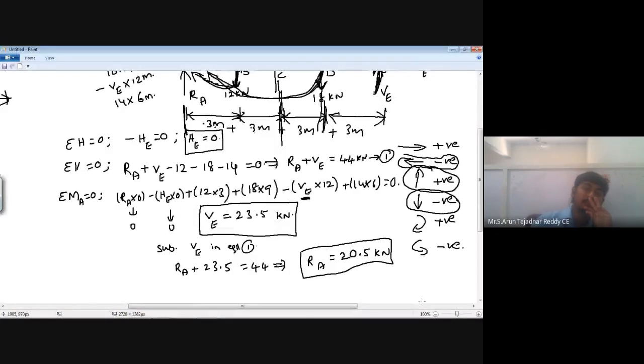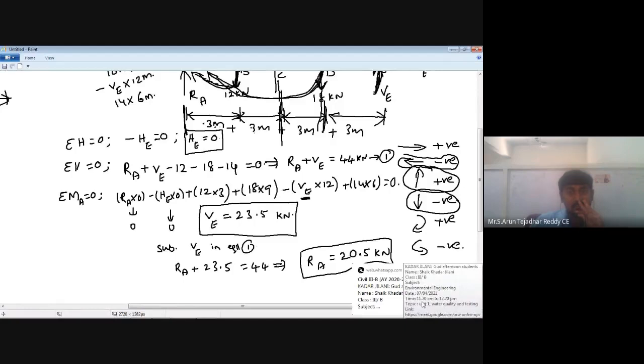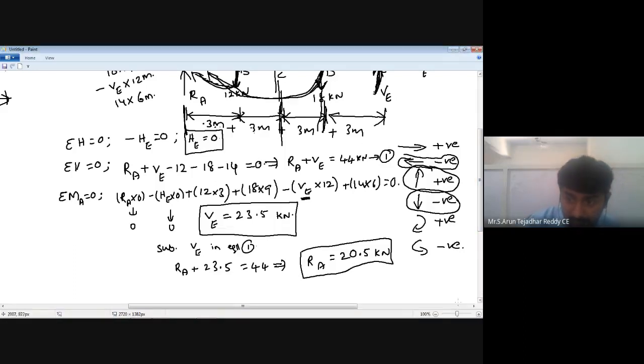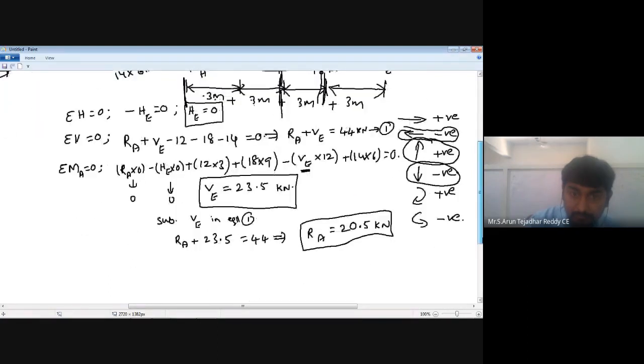By using equilibrium equations, totally we got 3 reaction values. One is HE, that is equal to 0. Second, VE is equal to 23.5 kilonewton. Next, RA is 20.5 kilonewton. All of you write in your notebook. Write fast, complete it fast.